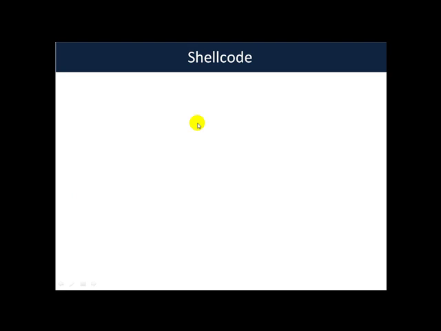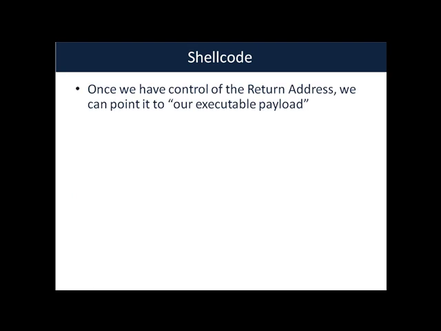So what we saw in the previous video is that once we have control of the return address which is stored on the stack, we can point it to absolutely any instruction which is there in the program memory. Now this could very well be our own executable payload which we have somehow managed to inject into the program memory.